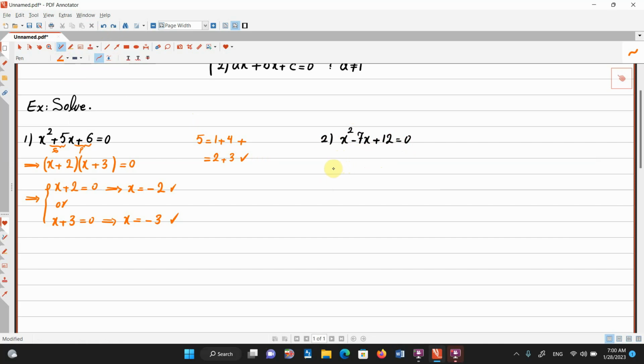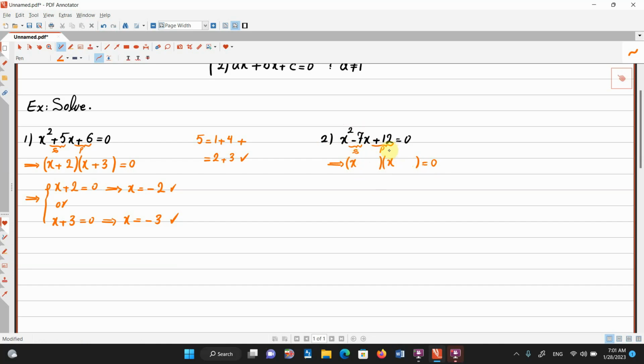To use sum and product method, again, open two parentheses and put them equal to 0. Inside each of these parentheses, you should put a square root of this quadratic term. The square root of that is x, and x here, another x in this parentheses. Now, this positive 12 stands for product, and this -7 stands for sum.